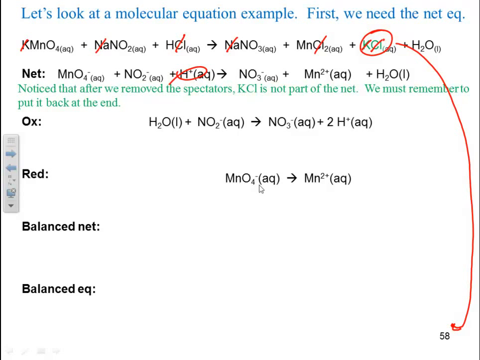As for the reduction, we've got 1 manganese, 1 manganese. I've got 4 oxygens, so therefore I would add 4 waters. And then I have to fix my hydrogens, which is 8 H pluses.